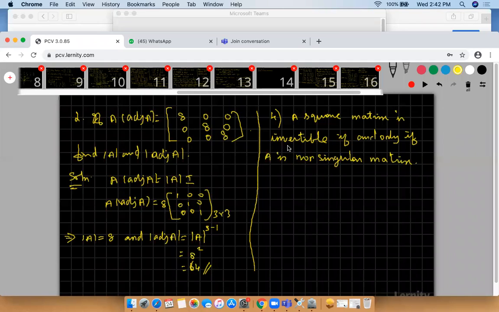Okay, what is invertible? Invertible means A inverse exists. If A inverse exists, then A is said to be invertible. When A inverse exists, what is A inverse? Your AB is equal to BA is equal to identity, which implies your B is the inverse of A. Matrix B is the inverse of A.